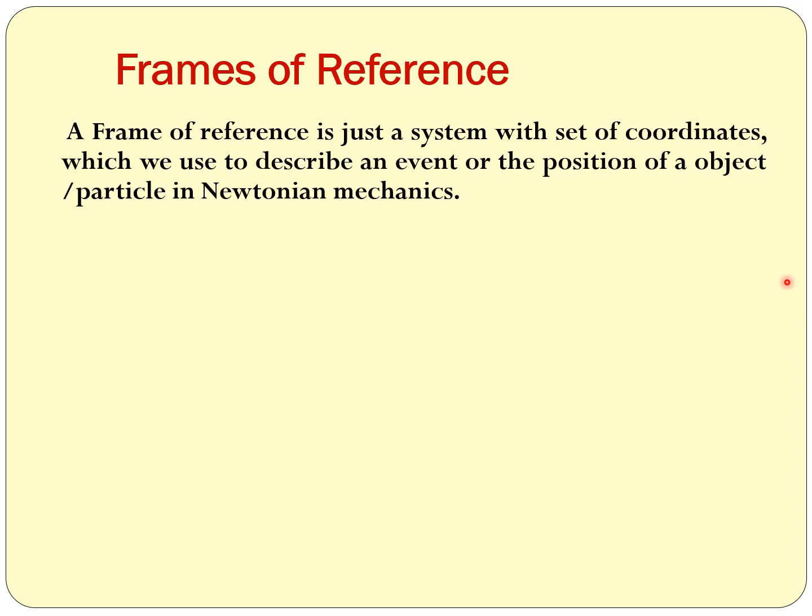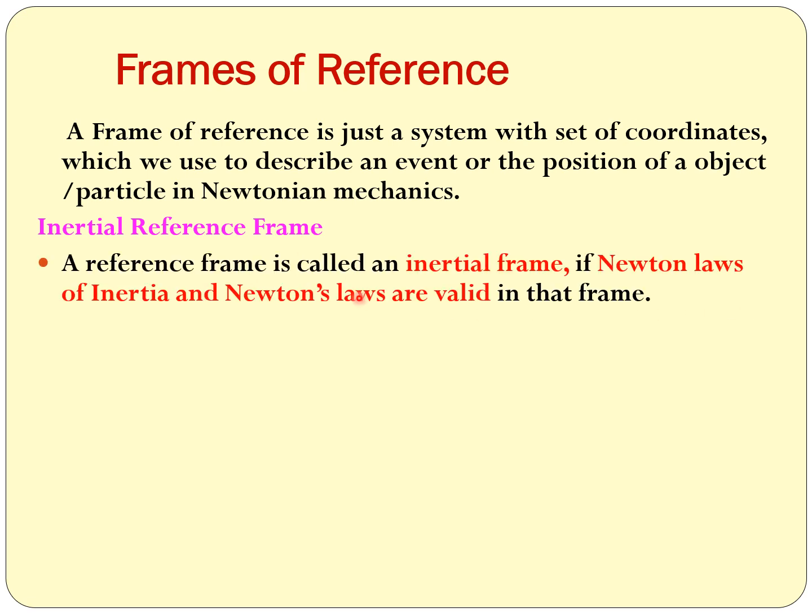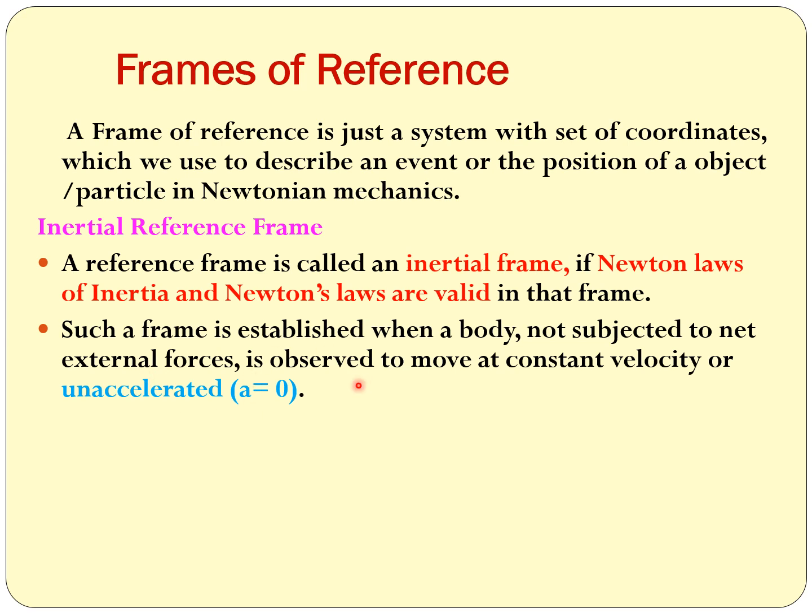Now we will discuss some of the terms which will be used throughout this unit. One is frame of reference. A frame of reference is a coordinate system which tells us about the position of an object or an event or a particle at a particular time. And inertial reference frames are those frames of reference in which Newton's law of inertia or other Newton's laws are valid, and in such a frame the body is either at rest or it is moving with some constant or uniform velocity, or it should be unaccelerated, meaning acceleration is zero because v equal to constant.